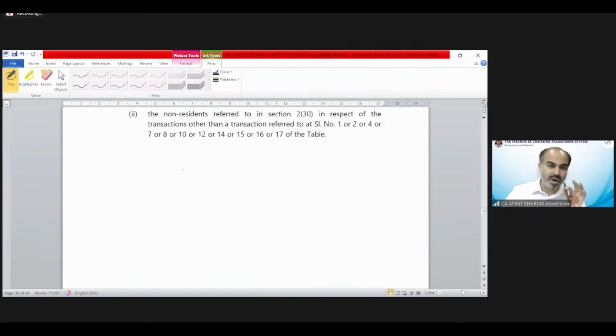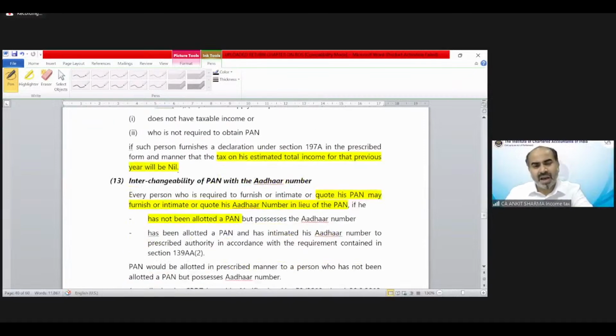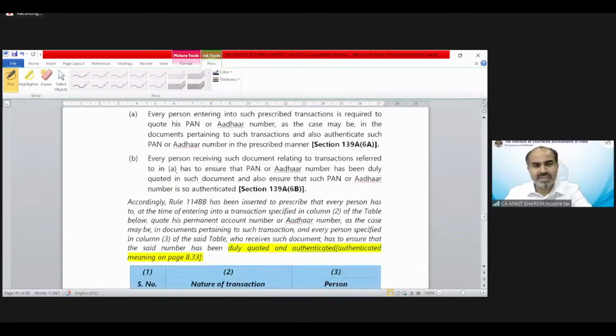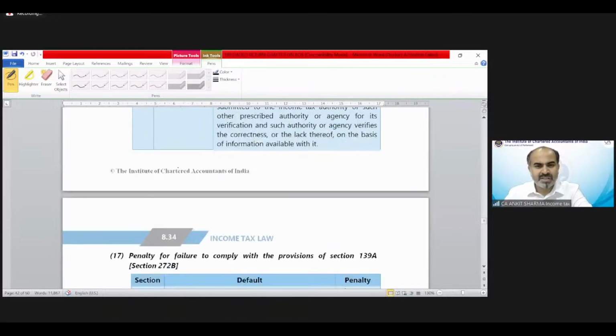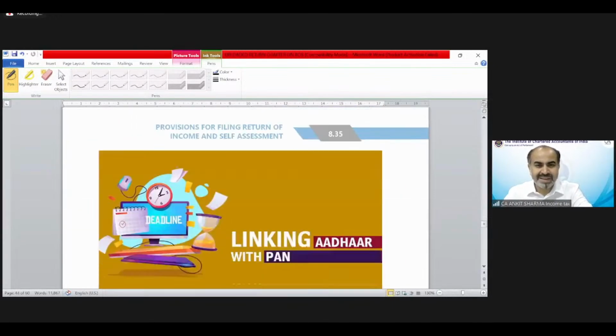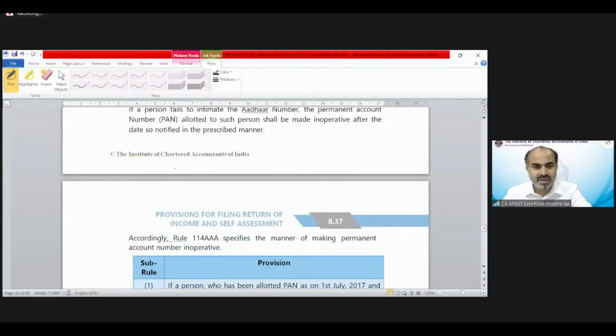Then we have to update PAN with our Aadhaar card number, etc. For those concepts, the provision has been given over here. We have already discussed all these provisions in our normal class. Linking Aadhaar with PAN is also an important topic for your examination purpose.